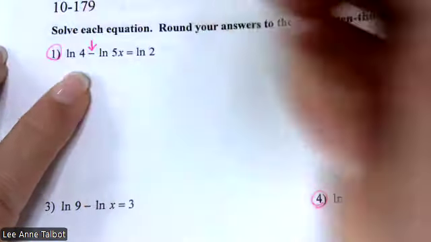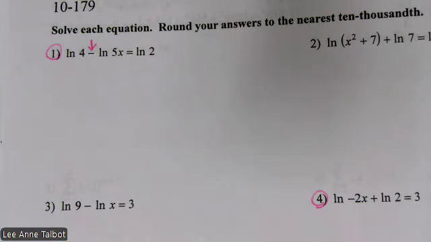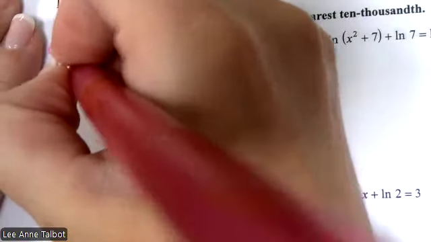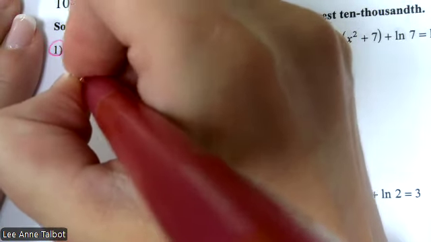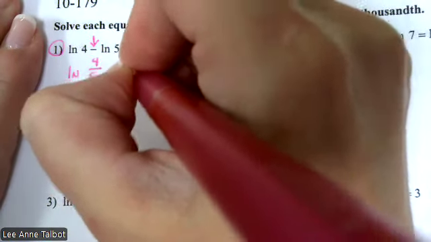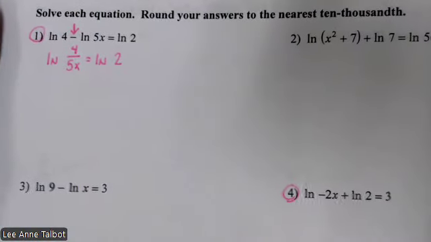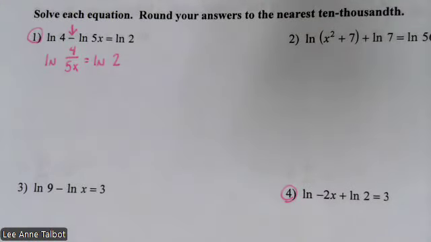Step 1, subtraction. What is subtraction? Division, right? Okay, so we condense: natural log of 4 over 5x equals natural log of 2. Step 1, subtraction is division, condense. Step 2, you ask yourself, is it a Guinan circle or is it a crossout? Crossout.